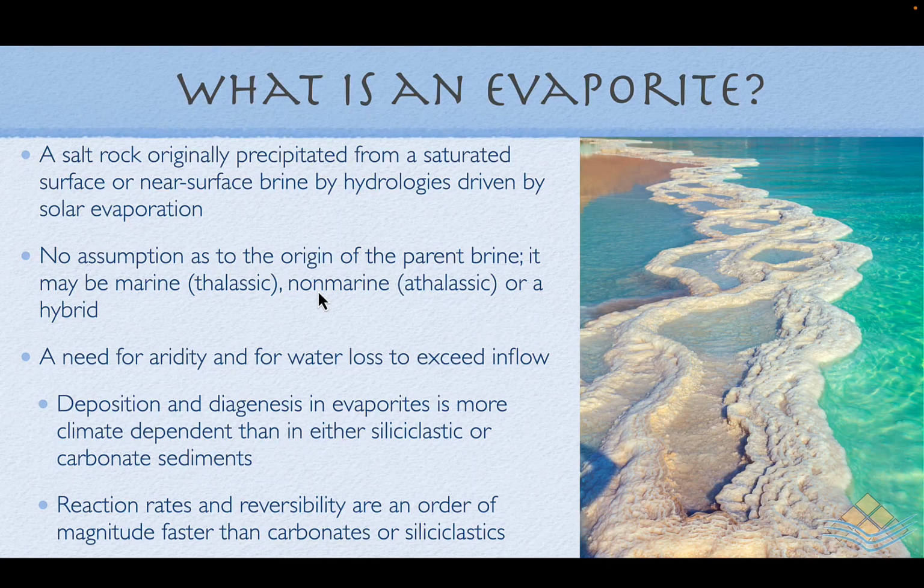solar evaporation. It can also form in the near surface as it does in a sabkha. But once again, this is the process of capillary evaporation driven by solar evaporation. These are solar-powered salts. In terms of the evaporite parent brine, there's no assumption as to its origins. It can be marine, sometimes called thalassic, non-marine or athalassic, or it could be a hybrid of a range of sources of brines flowing into a surface sump where that brine is then evaporated.